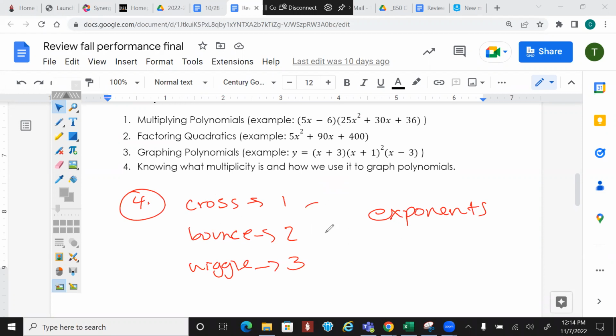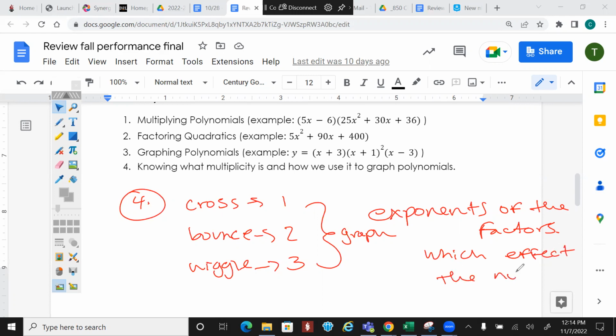So this is talking about how we graph, and it's the exponents of the factors which affect the number of zeros for a polynomial. Okay, now you don't have to write this verbatim, but you want something about this. You'll get points for this. You'll get points for talking about the exponent. Okay, I'll give you a second to finish.